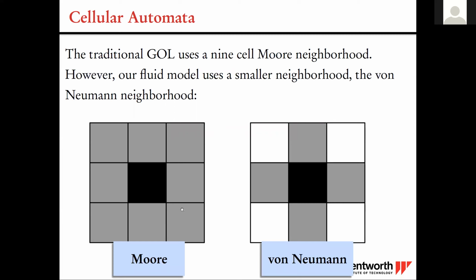In addition to the center cell. So we don't care about the diagonal ones. This simplifies our life actually quite a bit, which will be quite nice for the coding that we're going to have to do. So von Neumann neighborhood, 2D grid.